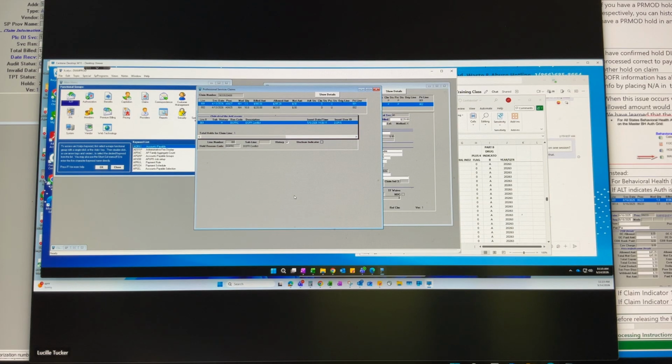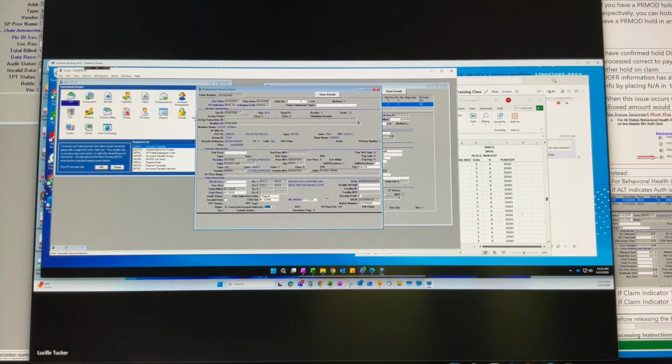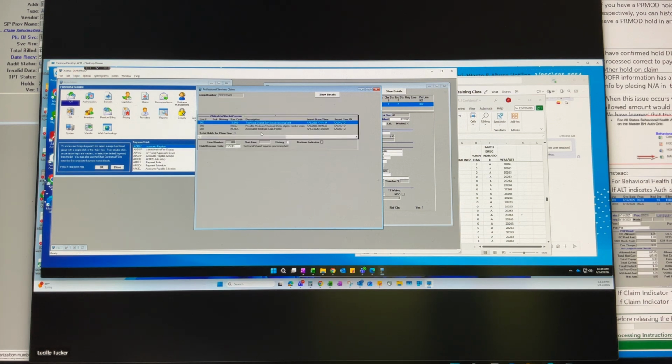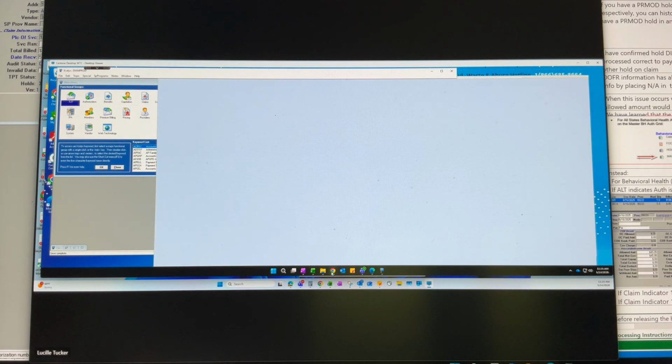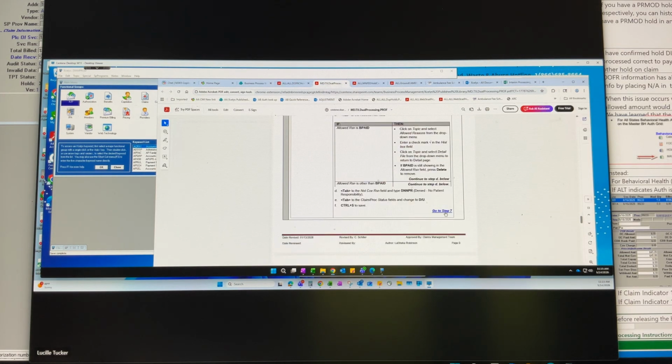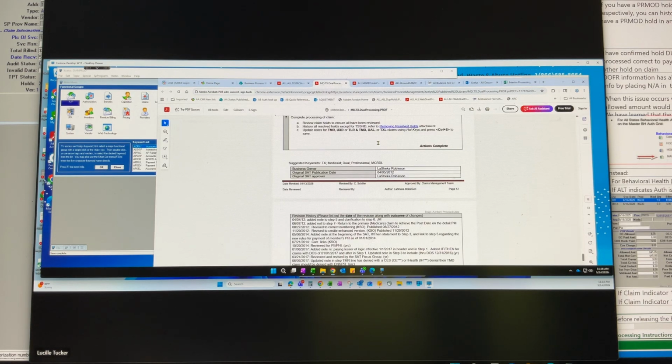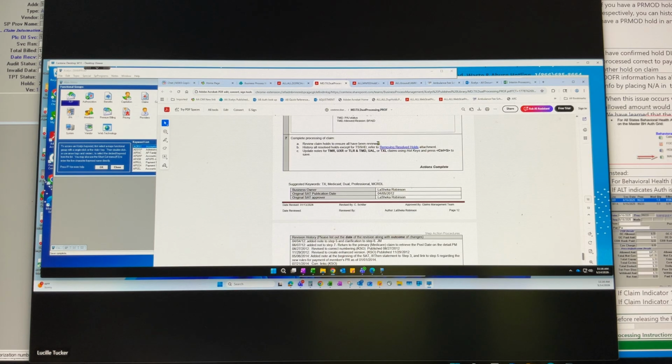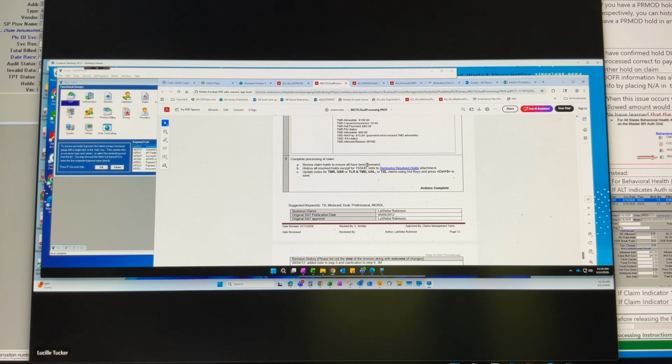Okay, so I'm releasing my holds now. So I'm releasing the dual. I'm releasing the MRCDL because that's just telling me that my Medicare is posted. And then, see, this sends us to step 7. So step 7 is to review the claim holds to ensure they are released.